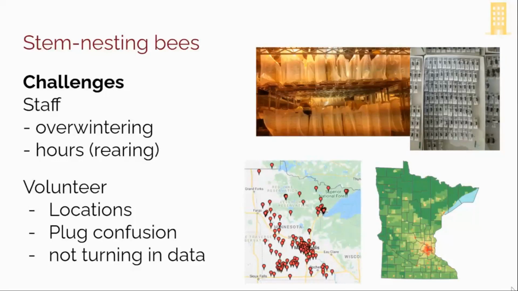That takes some time. On the volunteer side of things, we got more blocks where there are more people in Minnesota. So the red pins are blocks, and the map with the green and yellow and orange shows where there are more people in Minnesota.